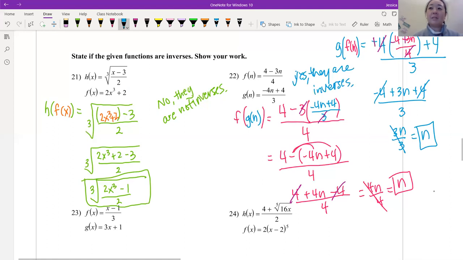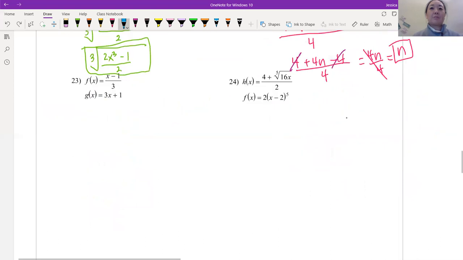Okay, somebody had asked me, like I said in the other video, what if these were the same, what if this was n plus 1 and this was also n plus 1? Are they inverses here? It always has to equal just the variable. Whatever variable you're using, that's what it has to equal. So if you're using x's, then it needs to equal just the x. If you're using n's, it needs to equal just the n's, right? So that's what that's going to be.